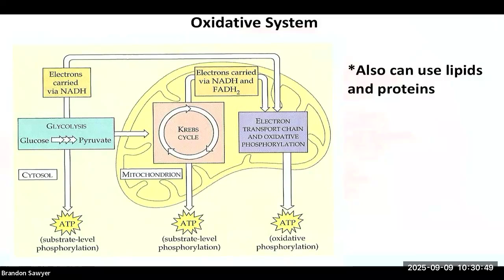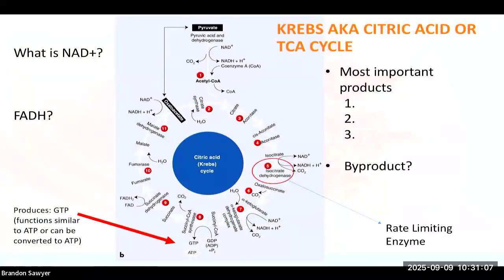And with breaking down fats, we break it down into two separate parts. Part of it becomes acetyl-CoA. Part of it ends up in glycolysis. But we won't go into too many details on that. Okay, so let's move on to the last two steps in the oxidative system, which would be the Krebs cycle first.